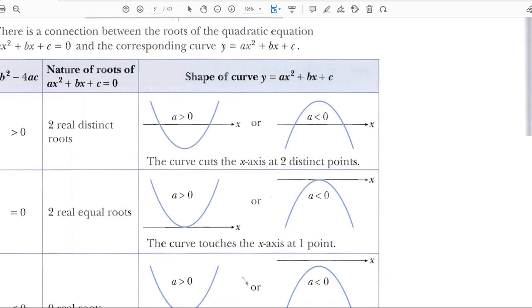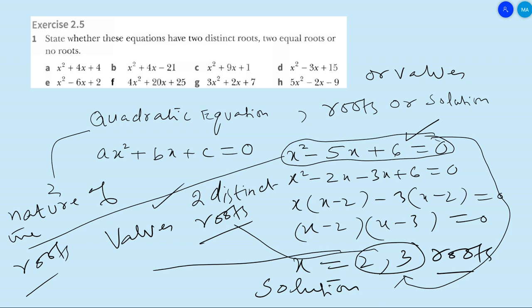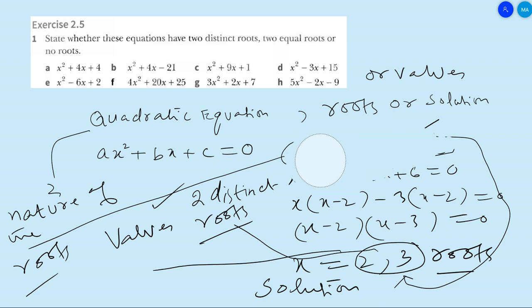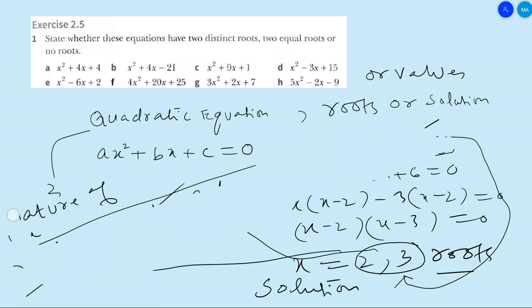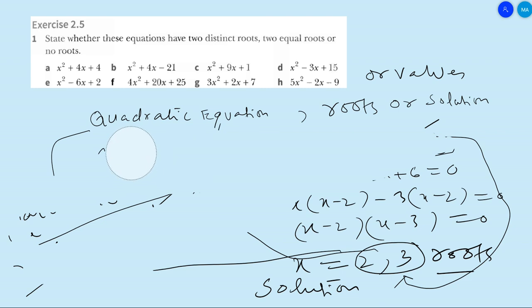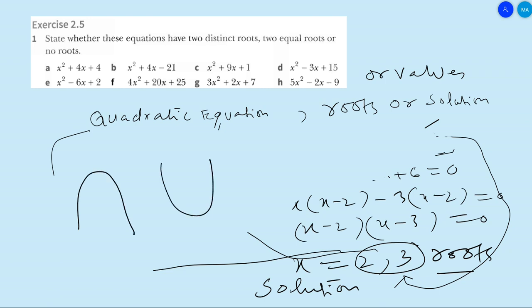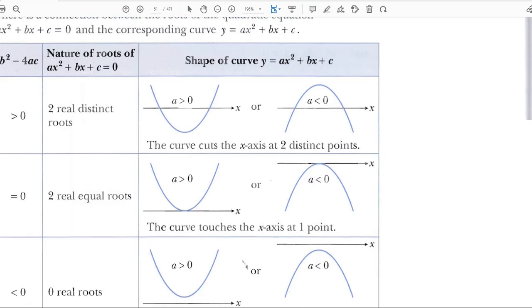Now, as you know, students, the graph of a quadratic equation is always a parabola. The graph of a quadratic equation is always a parabola, like this or this. This is the graph of a quadratic equation. So now we are seeing the importance of the discriminant graphically.